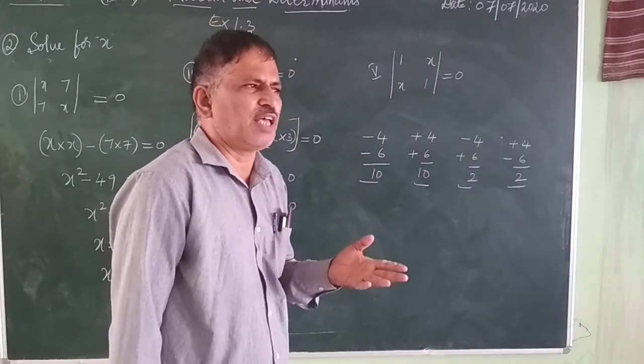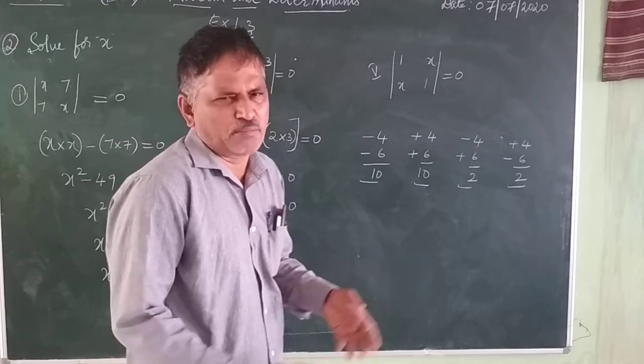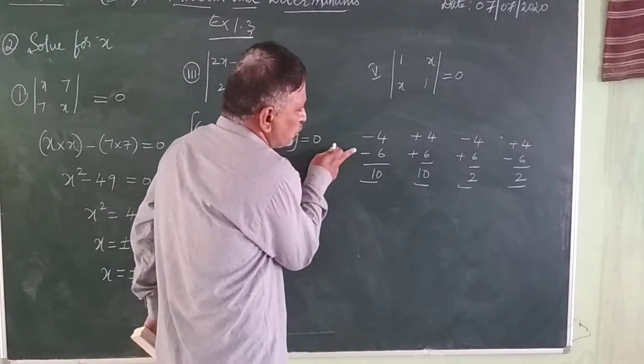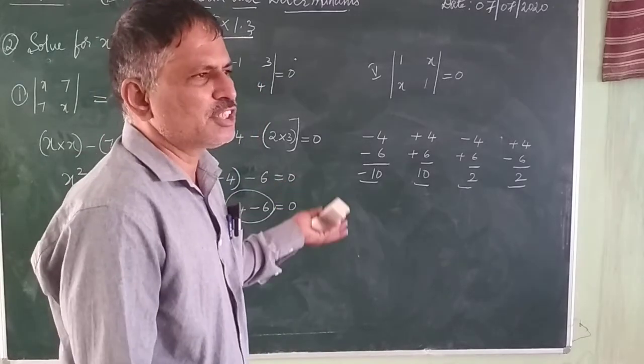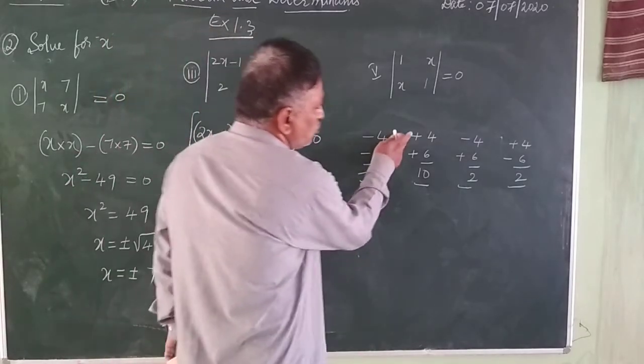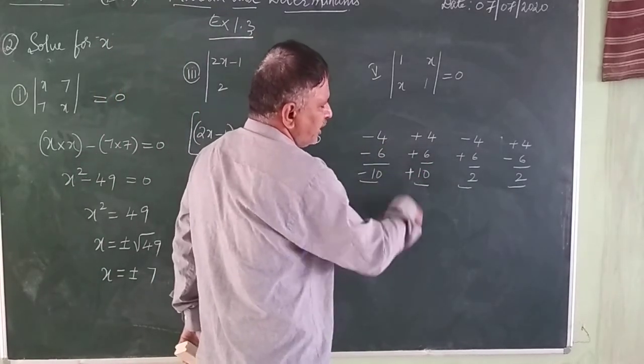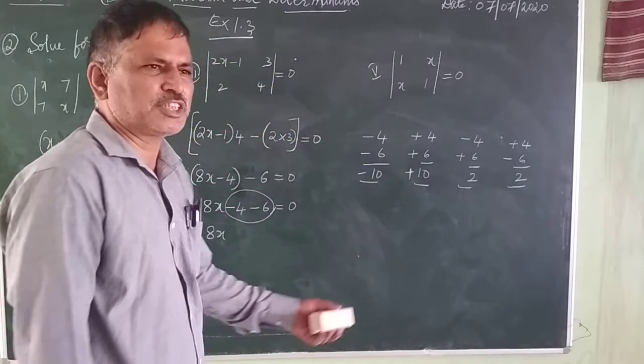If both are of the same sign, you can write any sign. Among these two, 6 is greater, its sign is negative. See, minus 4 minus 6 will give you minus 10. Among these two, the greater number 6, its sign is plus. So plus 4 plus 6 is plus 10 only.